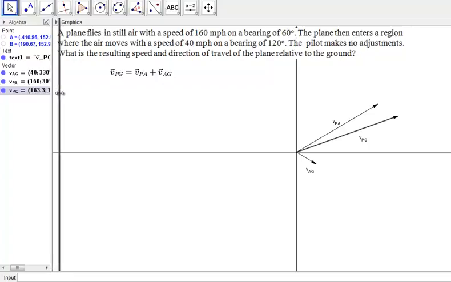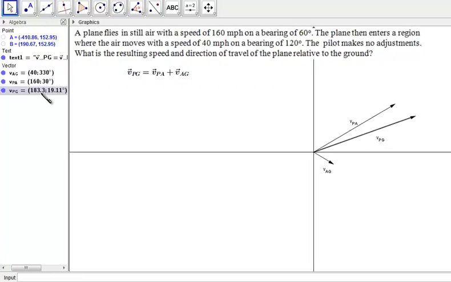So we can come over here to our algebra view and see that the plane travels relative to the ground with a velocity of 183 miles per hour in a direction of 19.11 degrees. So that's this angle here. So the bearing then would be 90 minus this value here to get this angle over here. Okay, so let's look at another problem.